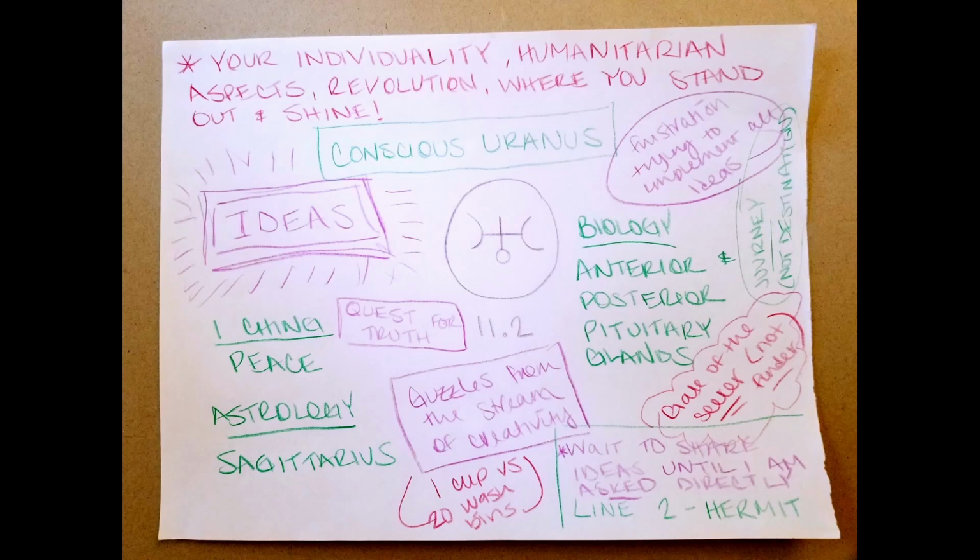Next, we have the conscious Uranus. And that is the funky symbol that looks like a cross in the center with a ball on the bottom and wings out to the side. It represents your individuality, humanitarian aspects, revolution, where you stand out and shine. And for me, that's ideas, gate 11.2, also a hermit gate for me.